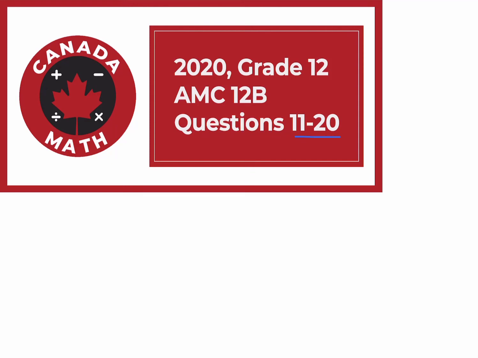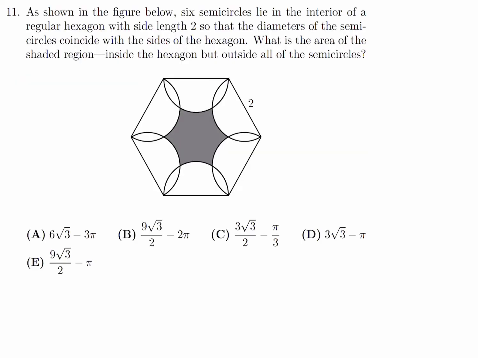Questions 11 through 20 on the 2020 Grade 12 AMC 12B. As shown in the figure below, 6 semicircles lie in the interior of a regular hexagon with side length 2, so that the diameters of the semicircles coincide with the sides of the hexagon. What is the area of the shaded region inside the hexagon but outside all of the semicircles?